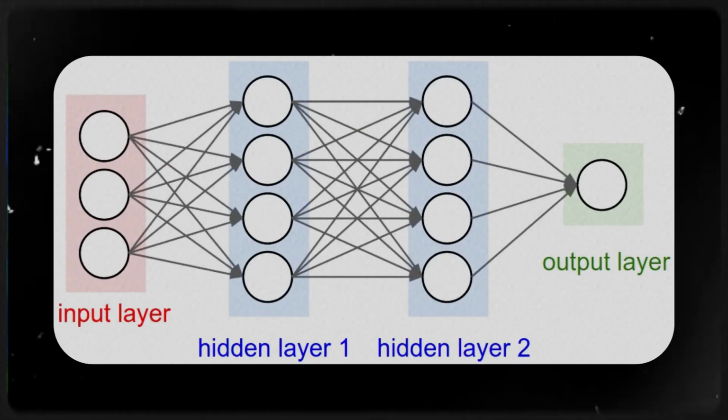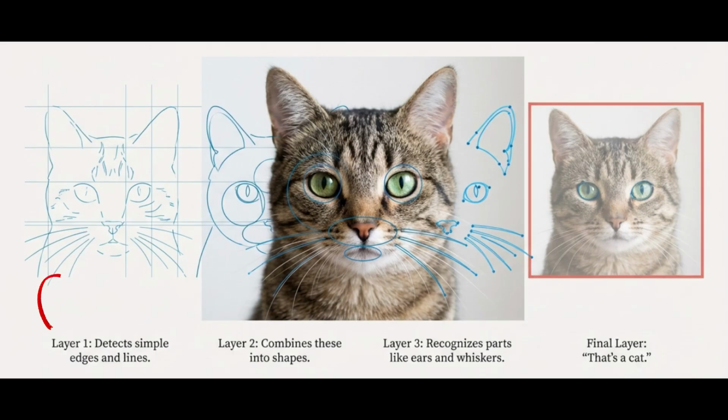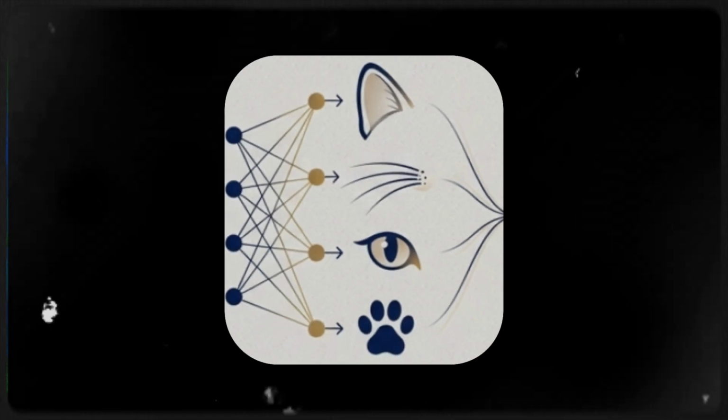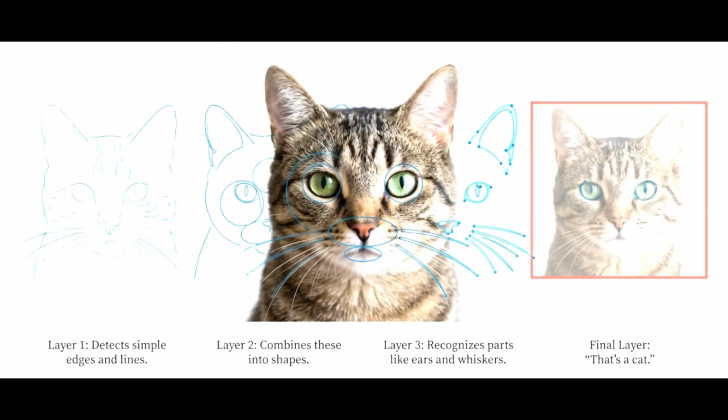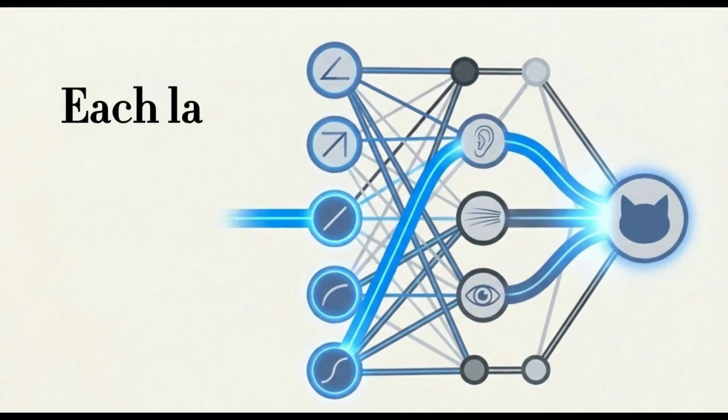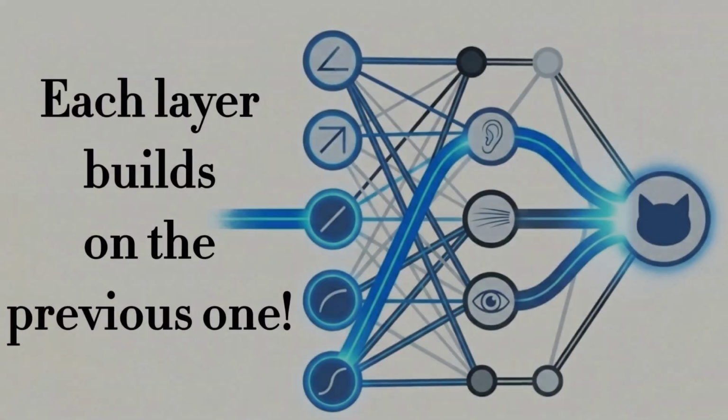Layers are stages of processing. The first layer might detect simple edges and lines. The next layer combines these into shapes. The next recognizes parts like ears and whiskers, and the final layer says, "cat." Each layer builds on the previous one, getting more sophisticated.